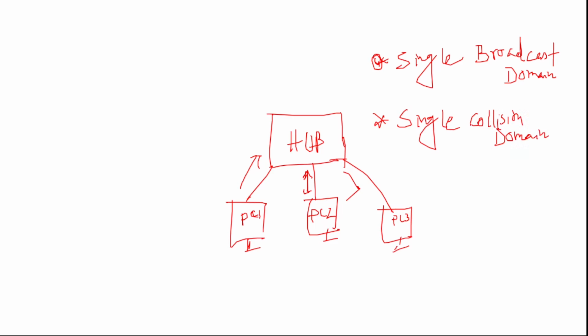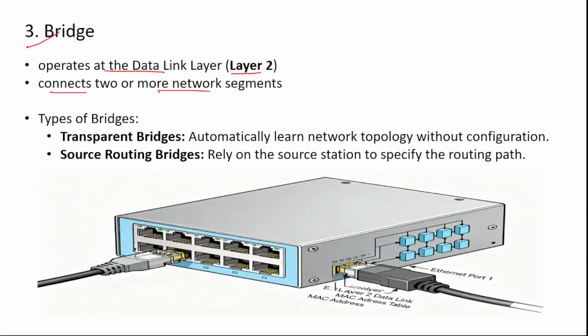So next is bridge. Bridge operates at the data link layer or layer 2. It is used to connect two or more network segments. What are the types of bridge? One is transparent bridge, which automatically learns network topology without configuration, and the second is source routing bridge, which relies on the source station to specify the routing path.